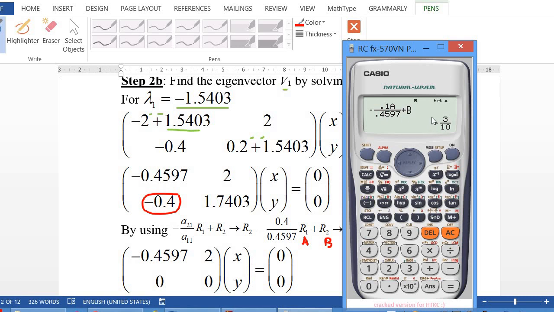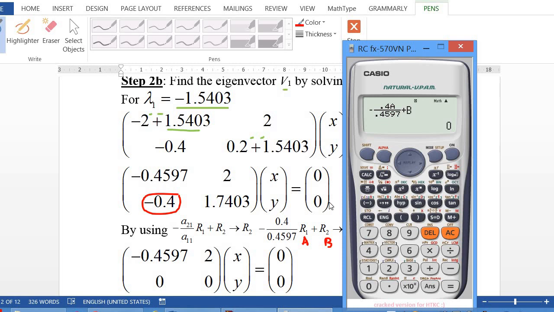Oh, no wonder I couldn't get 0, because I keyed in the wrong formula. Let me edit the formula. This value divided by this value gives positive. However, outside you have negative, so negative 0.4. Now I get 0.